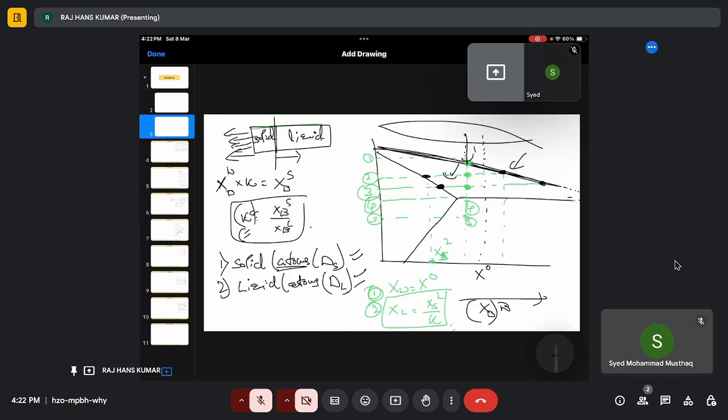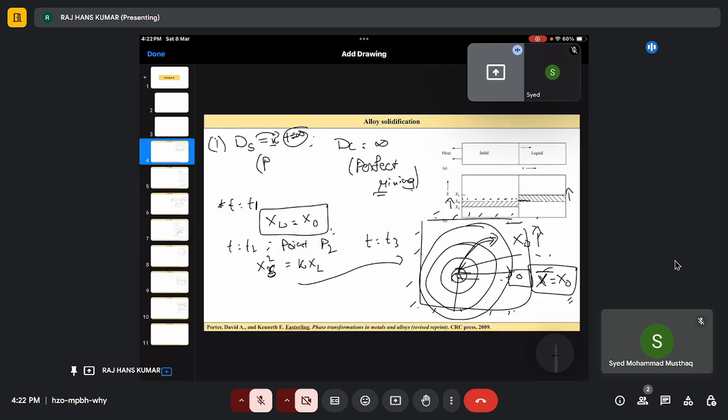That means we are giving enough amount of time. That's why we call it equilibrium solidification, right? At every point we are giving enough amount of time so that the atoms can diffuse and average out the composition inside the solid. So that is why we see it has a constant line, right? Throughout the solid, the concentration is constant, whether it is between X naught or excess.